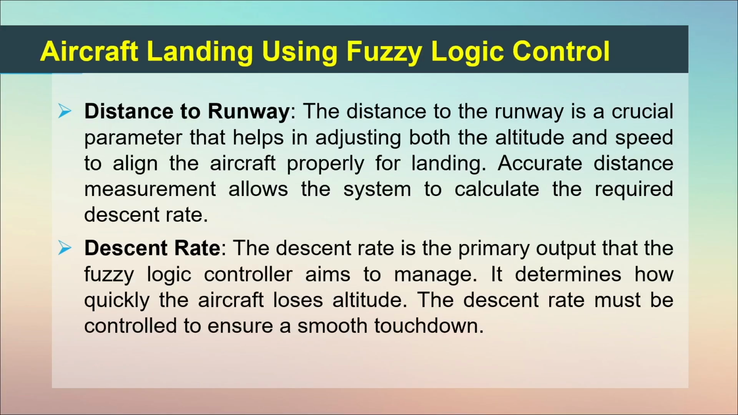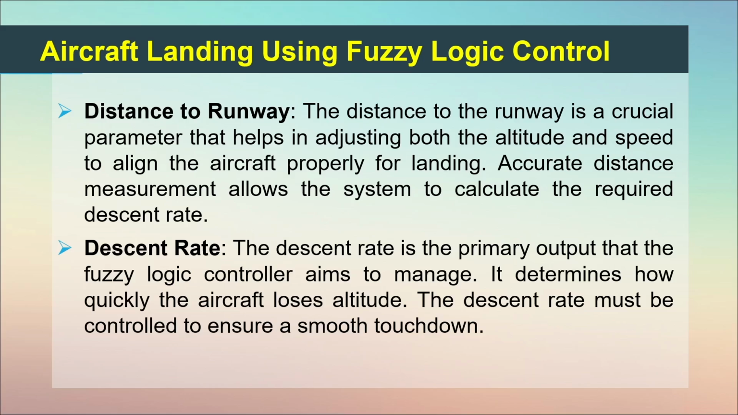So we need to quantify those values. Fuzzy logic plays a vital role in designing such kind of uncertain systems. Another parameter: distance to runway. The distance to runway is a crucial parameter that helps in adjusting both the altitude and speed to align the aircraft properly for landing.